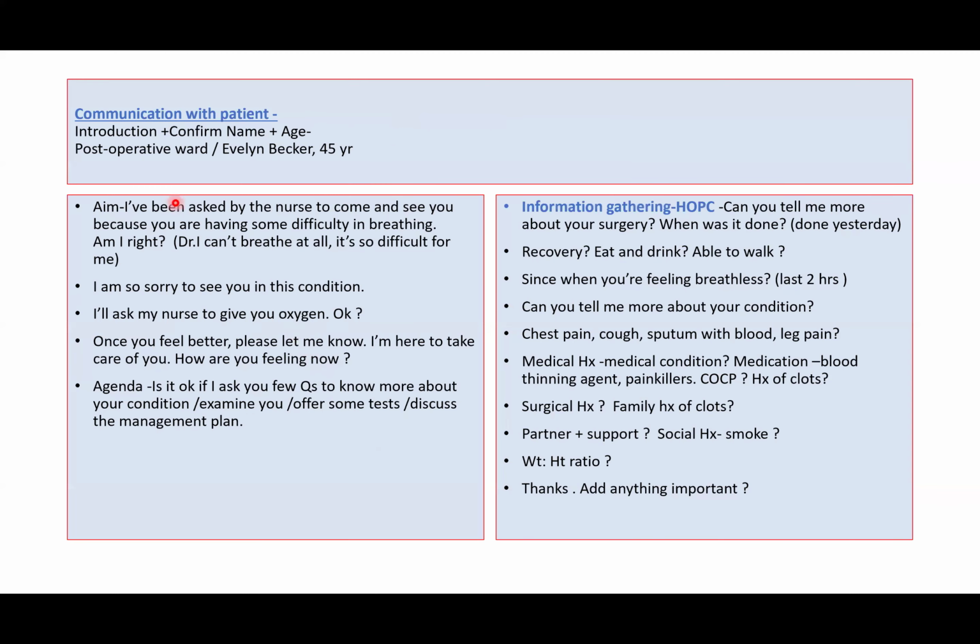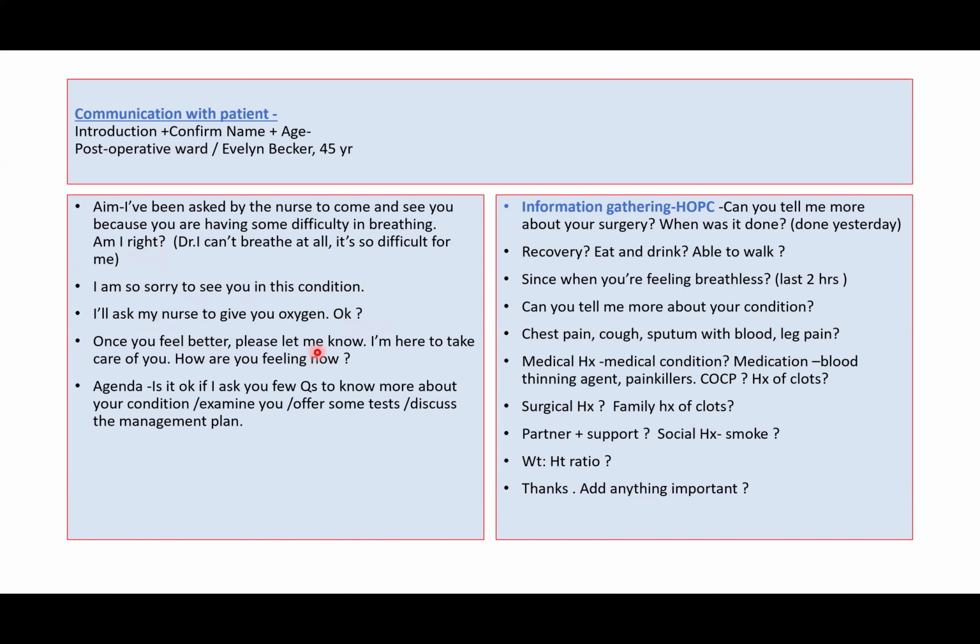Okay. Hello, I am Dr. Shanti, one of the doctors in the post-operative ward today. May I confirm your name and age, please? How may I address you? Thank you, Evelyn. I have been asked by the nurse to come and see you because you're having some difficulty in breathing. Am I right? I'm so sorry to see you in this condition. I will ask my nurse to give you some oxygen. Will that be okay? May I know, do you have any allergies?